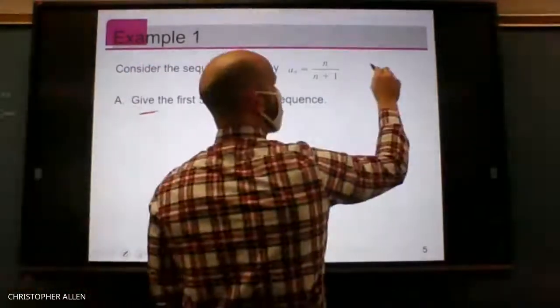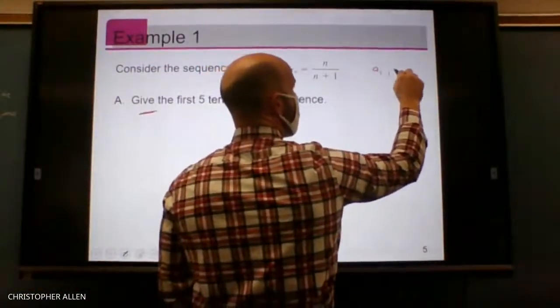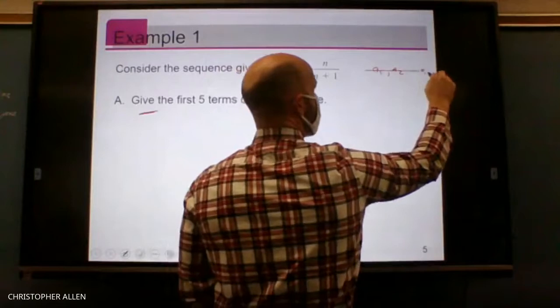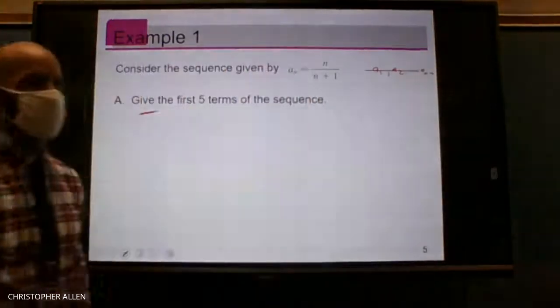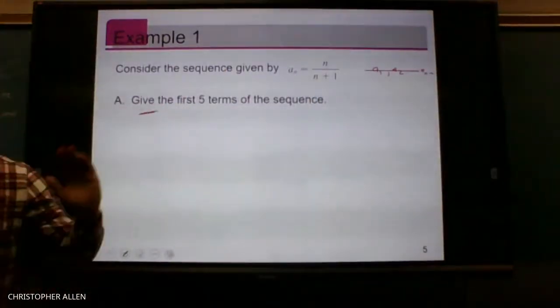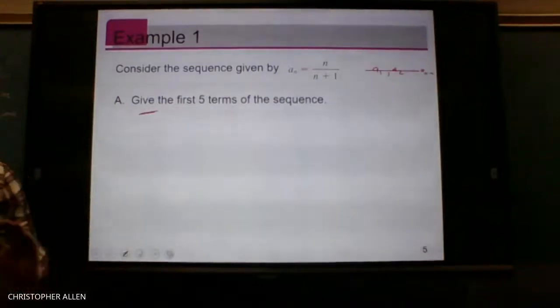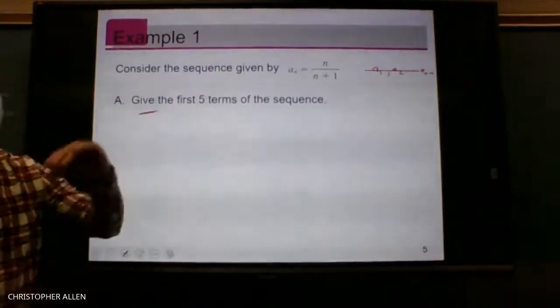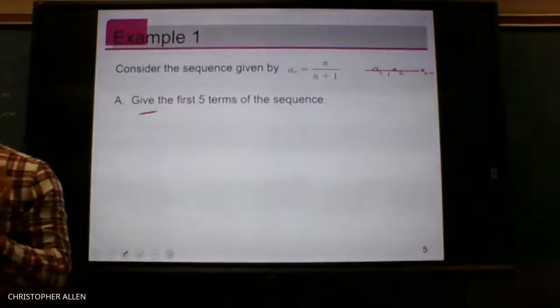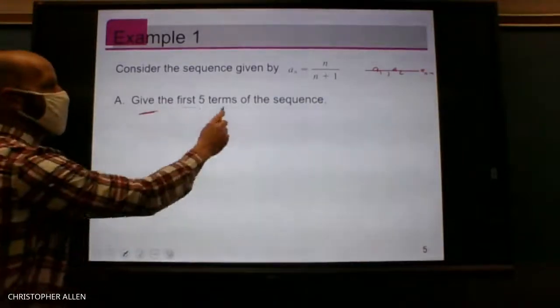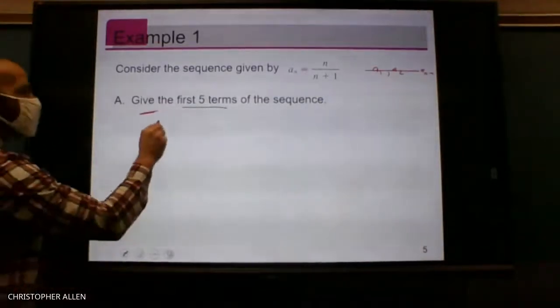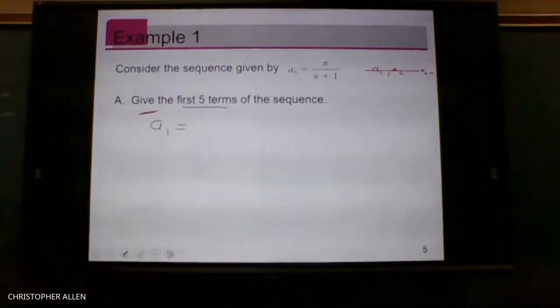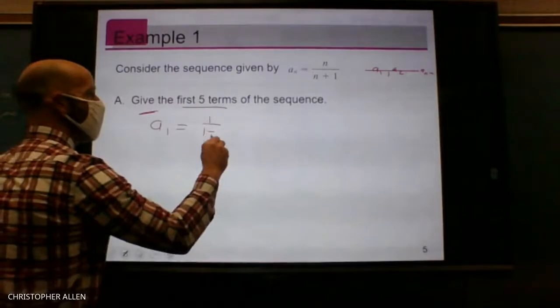Remember, we're taking a sub 1, a sub 2, a sub n, and all the way to infinity. Now, obviously, I don't expect you to list infinitely many things. But in general, if I ask you to list a sequence, 5 or so is probably a good amount. So in this case, I asked specifically for the first 5 terms. So a sub 1, how do we find a sub 1? Well, we just plug 1 in for n. So that's going to be 1 over 1 plus 1.